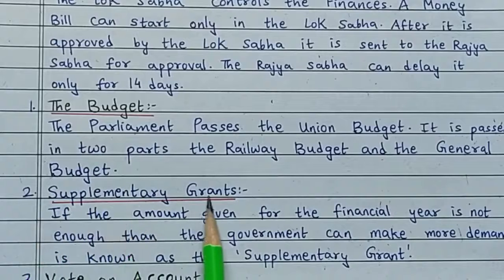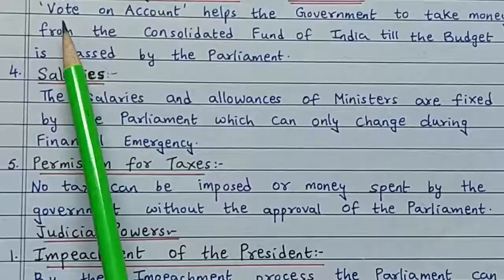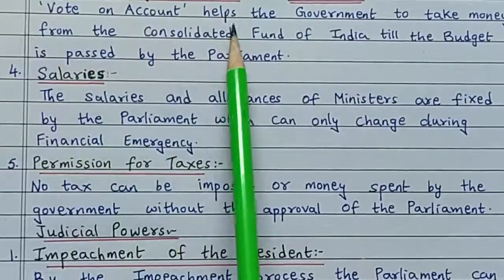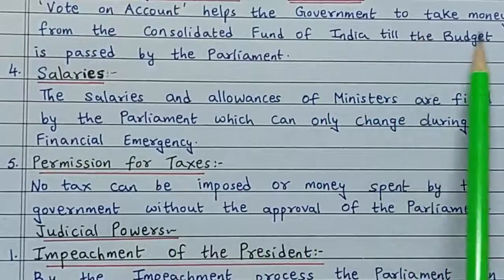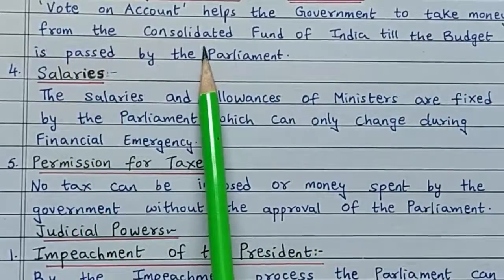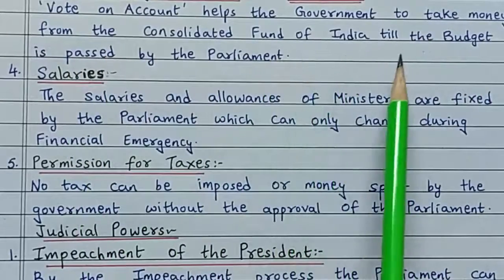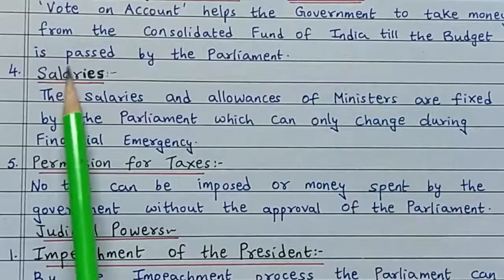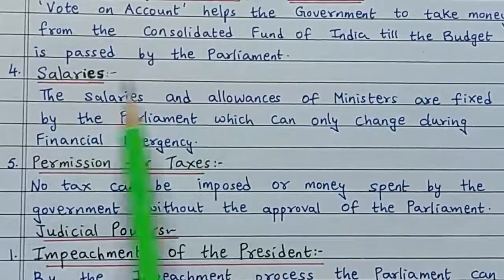Second, supplementary grants. If the amount given for the financial year is not enough, then the government can make more demand, known as the supplementary grant. Third, vote on account. Vote on account helps the government to take money from the Consolidated Fund of India till the budget is passed by the Parliament.